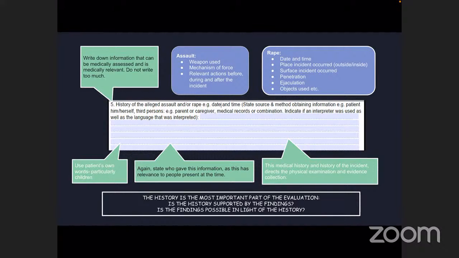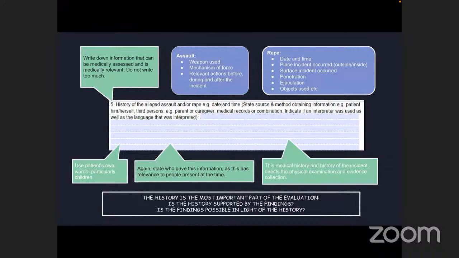to the best that you can using the patient's own words, especially in children, because with children, their descriptions are not exactly the same as adults in all ways and how they describe things. So it's best to use their words so that it can be used by the court at a later date. In this section, you would also try to note everything the patient has said on top of what was used. So if there was an assault, what weapons, mechanism of force, and relevant actions.